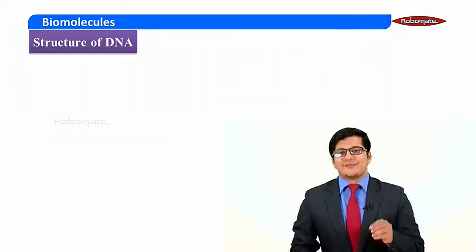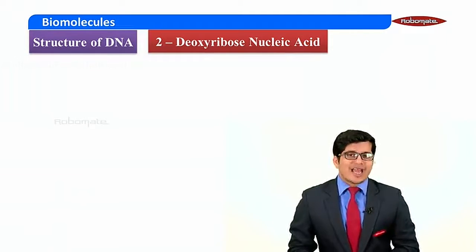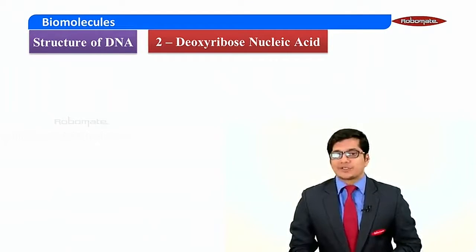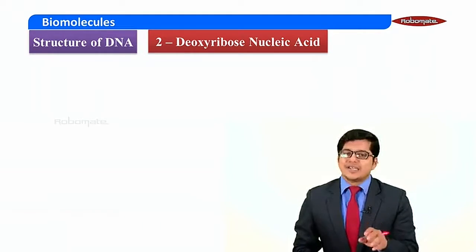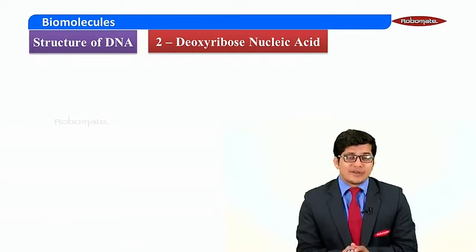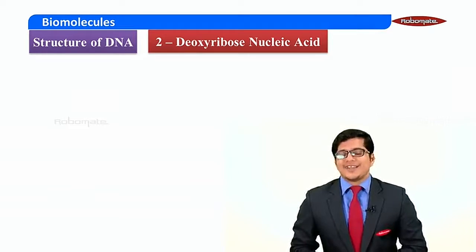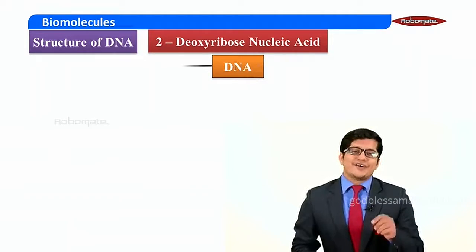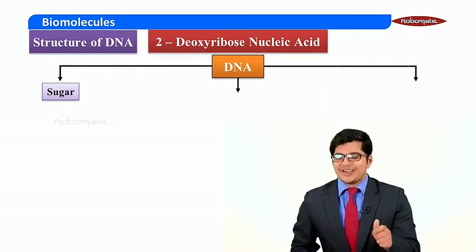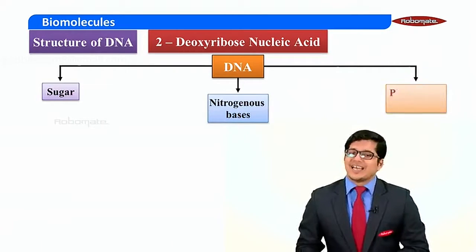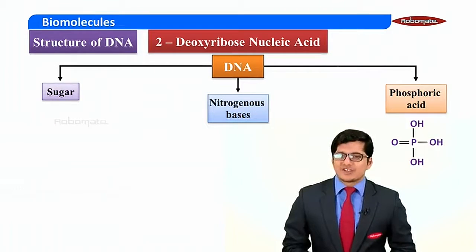The first thing, for understanding the structure of DNA, we need to understand that it is called 2-deoxyribose nucleic acid. We commonly call it deoxyribose nucleic acid, but now you need to call it 2-deoxyribose nucleic acid. It comprises three different things, and what are those three different things? Sugar, next is nitrogenous bases, and the last one is phosphoric acid. Let's start with the sugar.